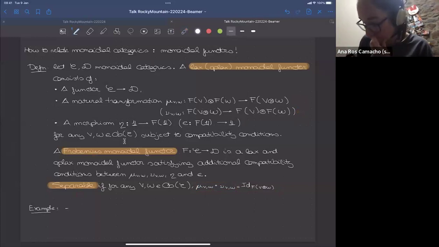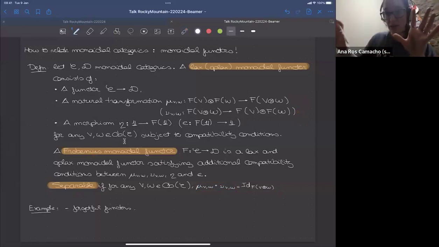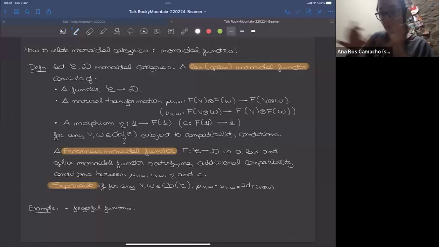So I will give you just an easy example. Forgetful functors are the most classical monoidal functors. So if you have, let's say, Vec, and you go to the category of sets, forgetting all the vector space structure, then that's one case. But since I'm going to go into a little bit of detail later on one case of these functors, I will just postpone a second example until then.